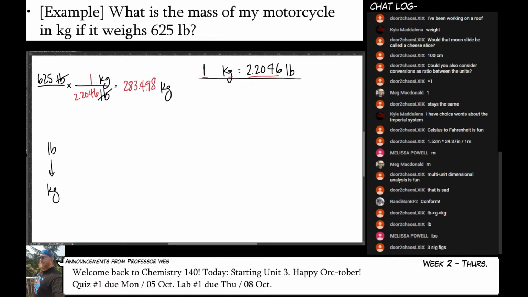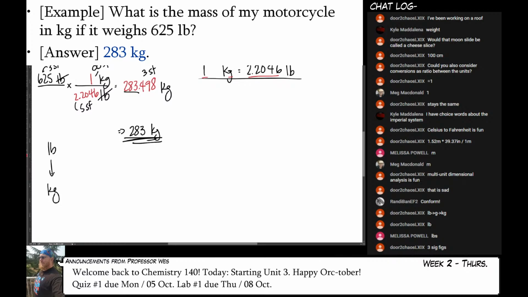Kilograms. How many sig figs should my answer have? 3 sig figs is right. Because this has 3 sig figs. This is 5 sig figs. This is infinite sig figs. So our answer should have 3 sig figs. Oops, my PowerPoint wasn't actually behind that. There we go. And let's see if we got it right. Hey, look at that.